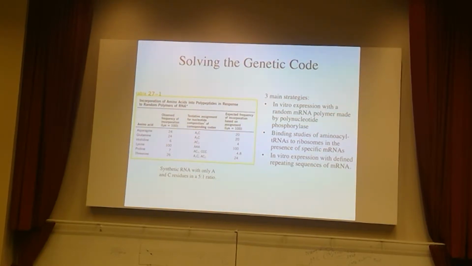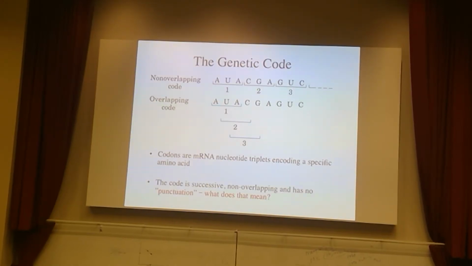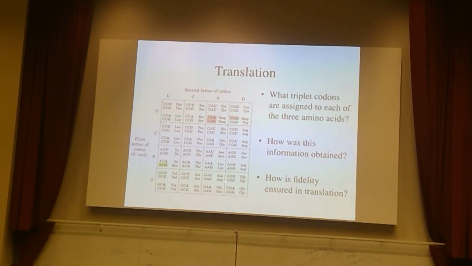And that's why I'm going to talk to you about 3 different experiments that were used to solve the genetic code. All they were able to do then is say, all right, UUU, phenylalanine, but we can't assign any of these others yet because they weren't able to create specific mRNA messages at that point.